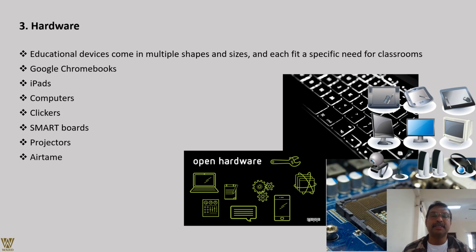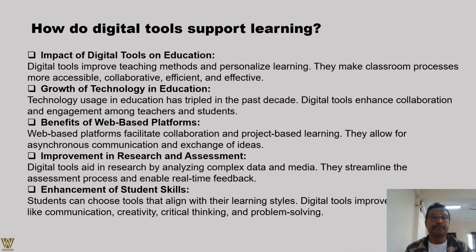The educational devices come in multiple shapes, multiple sizes, each fitting specific needs for the classrooms. Allow me to discuss the Google Chromebooks, the iPads, the computers, the clickers, the smart boards. Smart boards, the whiteboard that goes around it, becomes a screen and you can have whole videos, whole topics. You can write it down, you can rub it down. It can act as a complete smart board. The projectors and the screens that come around here. Yes, this is what we are looking into as the things for the future.